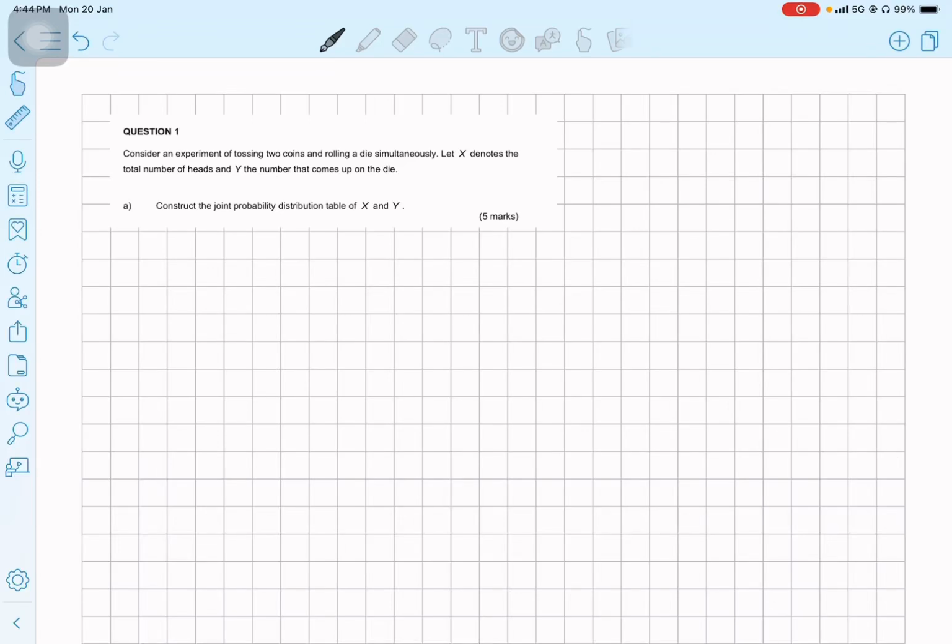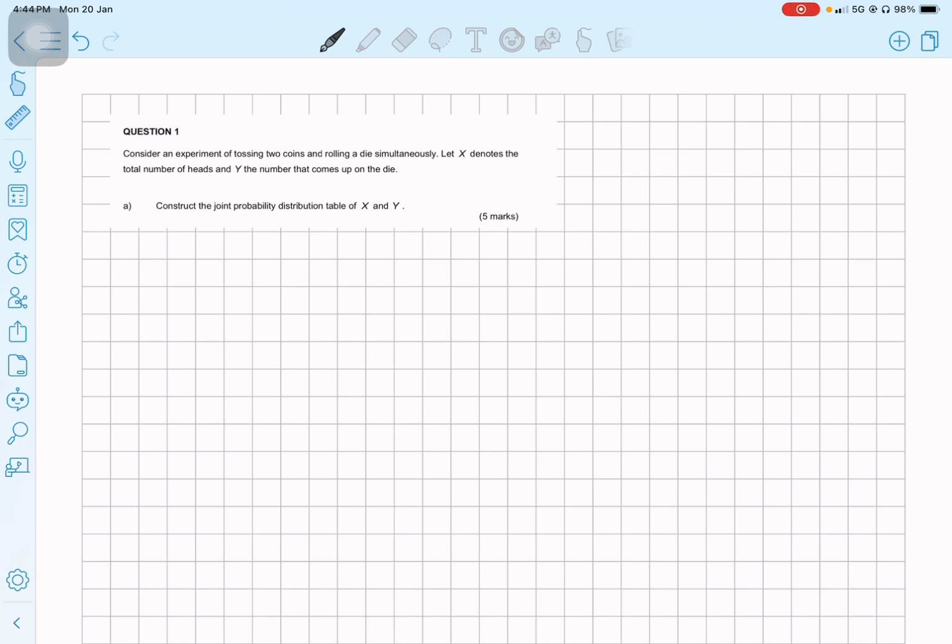Question 1. Consider an experiment of tossing two coins and rolling a dice simultaneously. Let X denote the total number of heads, and Y the number that comes up on the dice. So we have two random variables. X represents the total number of heads, and Y represents the number shown on the dice. The goal is to find the joint probability for all combinations of X and Y.